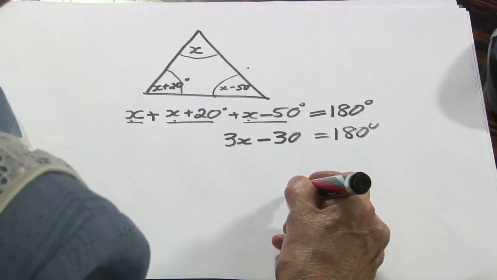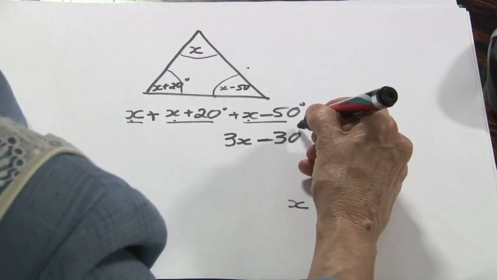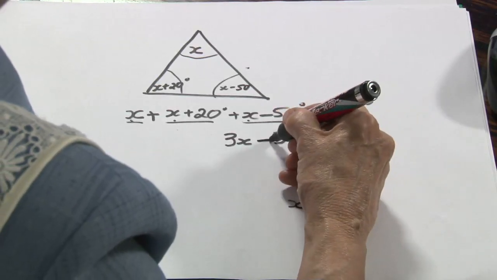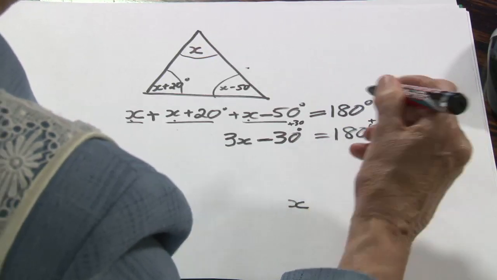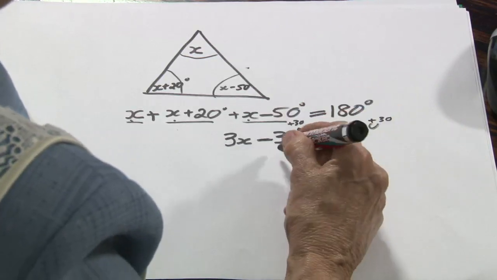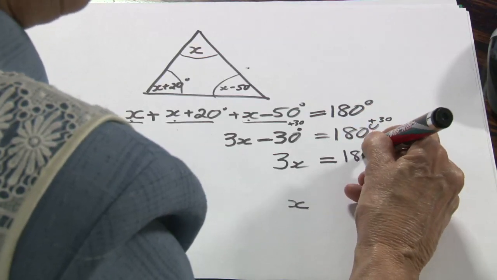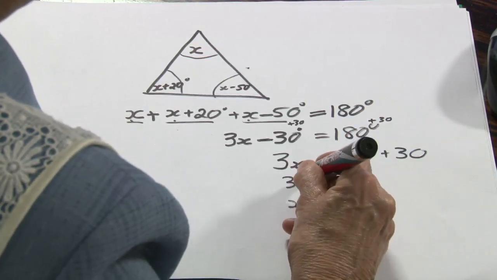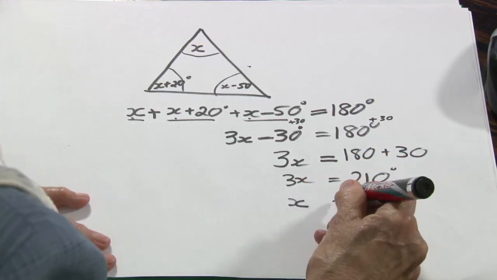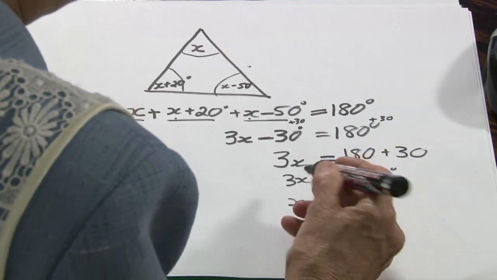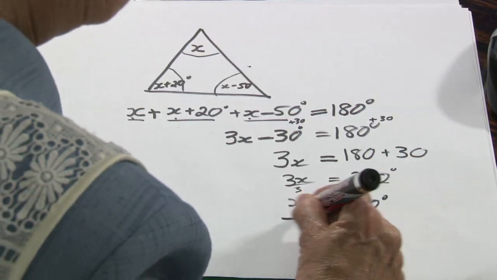Now I want x alone in the end here, only x. So first of all, I get rid of the minus 30. How do I get rid of minus 30? Plus 30 this side, plus 30 that side. So here it's gone, minus 30 plus 30, just the 3x. And there I've got 180 plus 30, which gives me 210. Now I want x alone. So I divide by 3 both sides, and I've got 70 degrees.